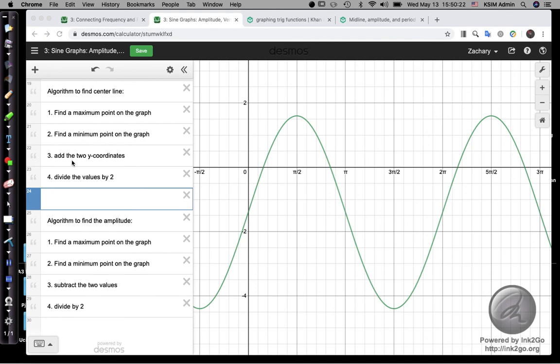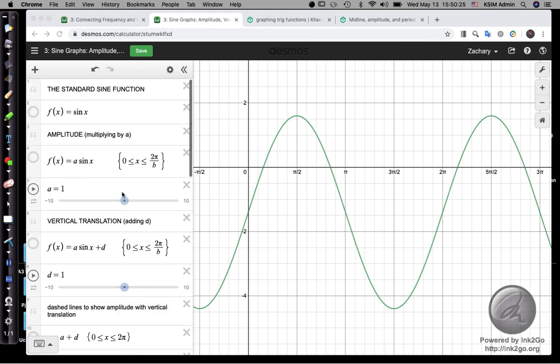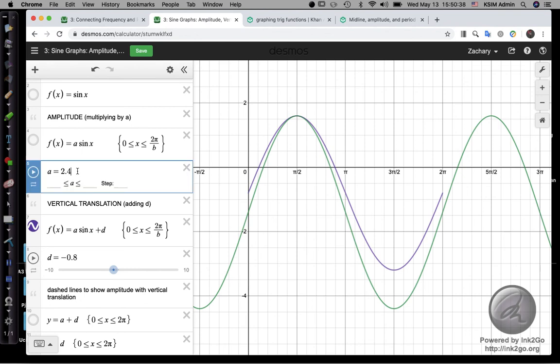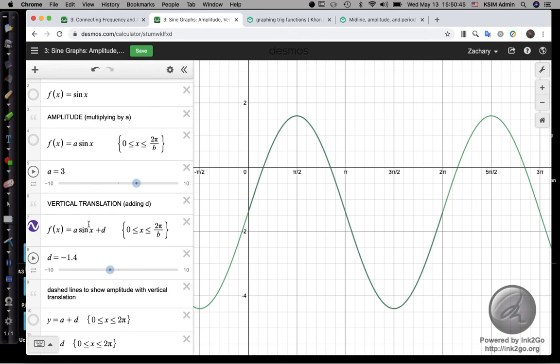So just follow the simple algorithm, but try to understand that where these algorithms come from is related to the ways that we are transforming the original sine function, altering its amplitude and altering its center line. That's the transformation that gives us a new graph, and the algorithm that allows us to find the values of a and d in an algebraic form of this function.